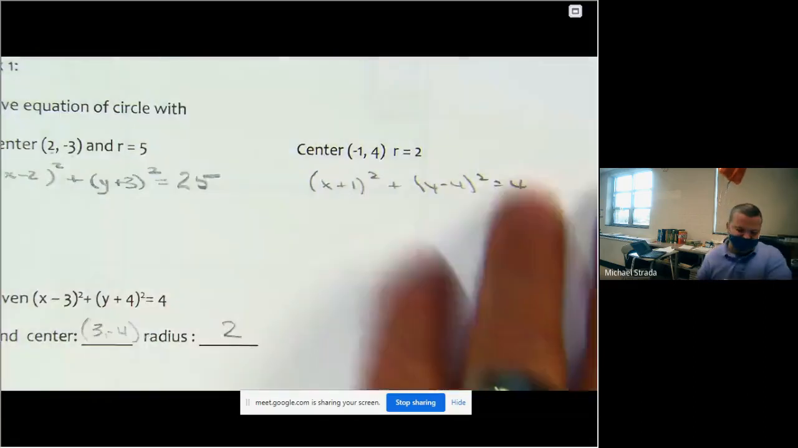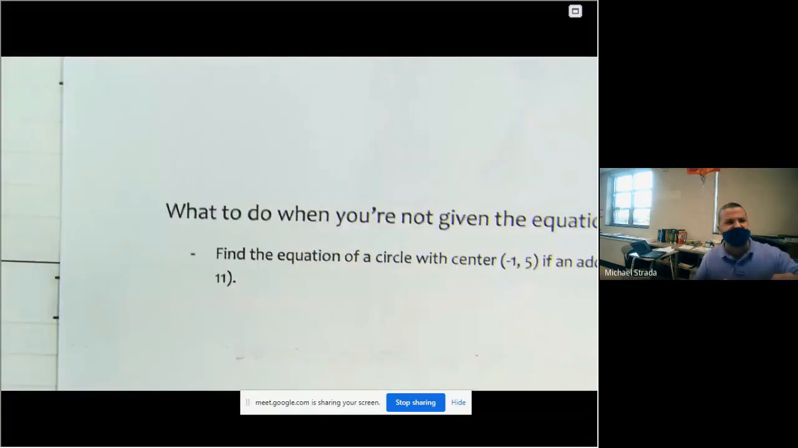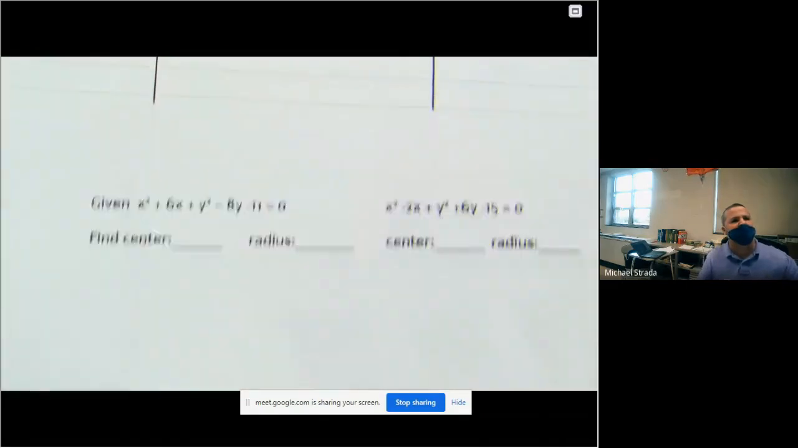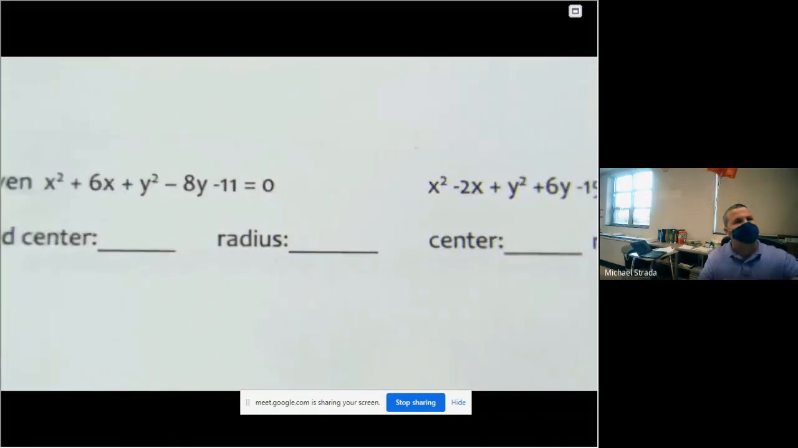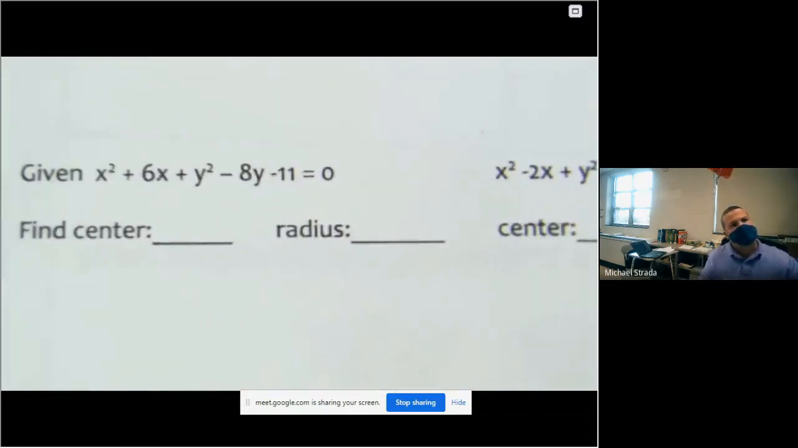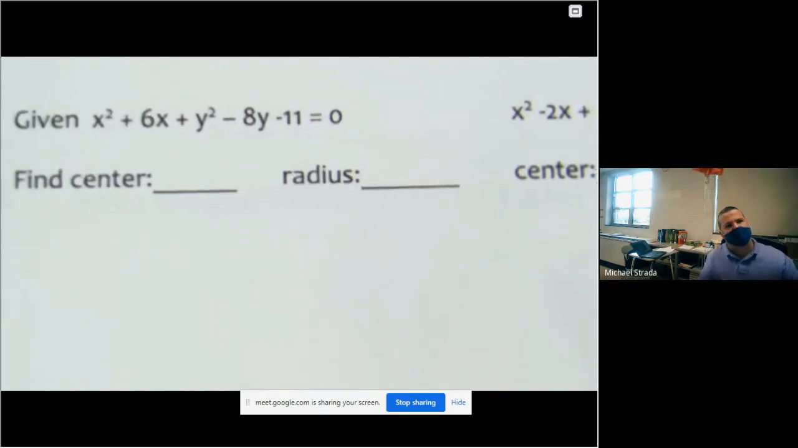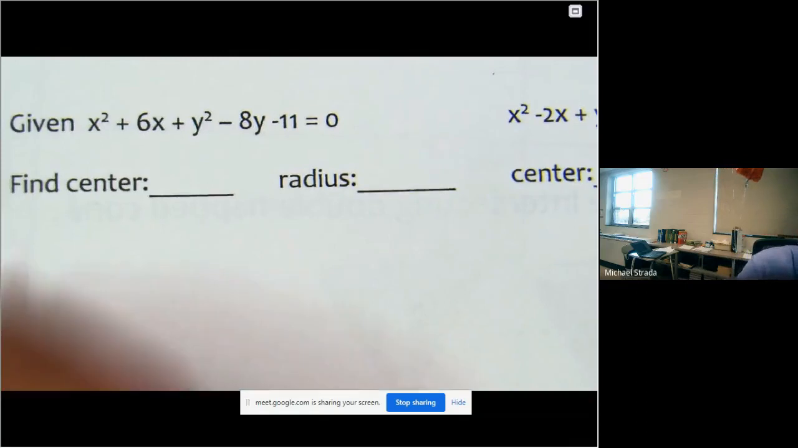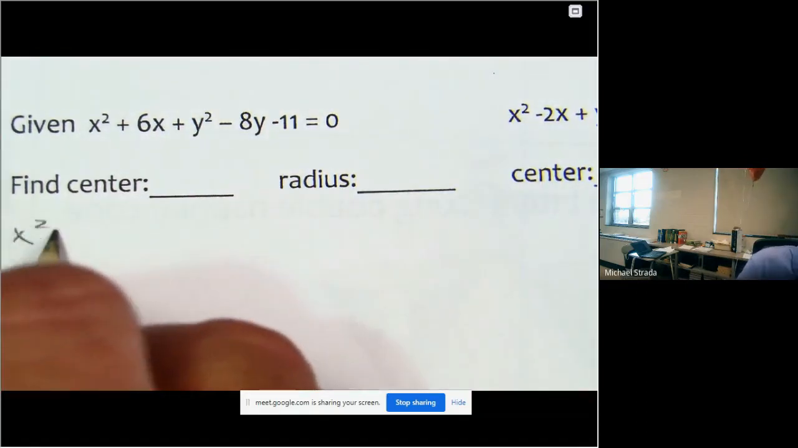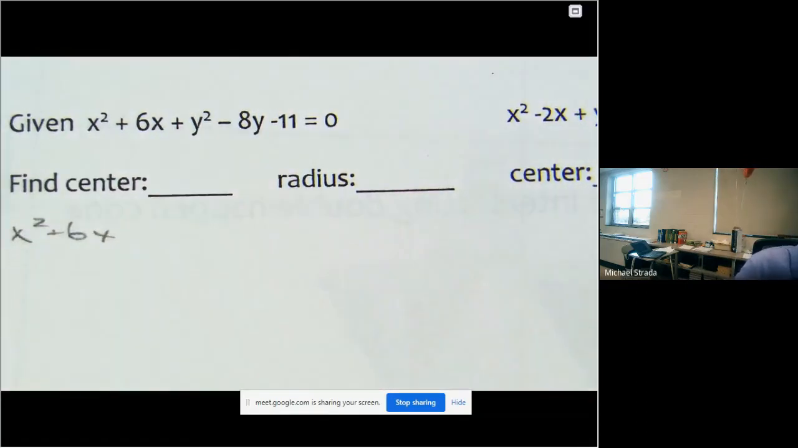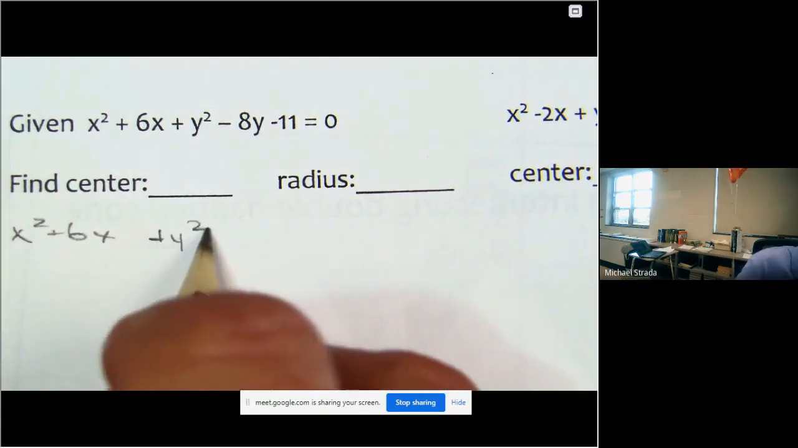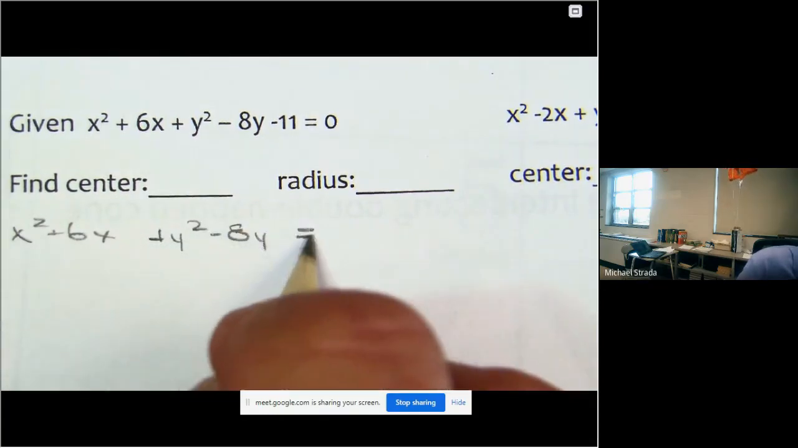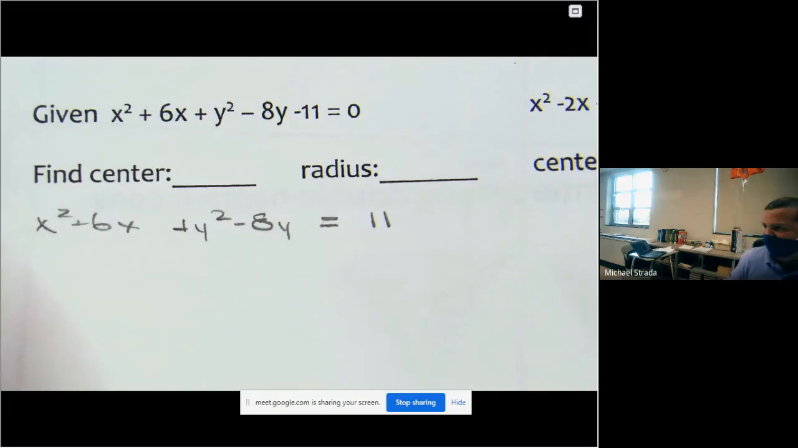Okay, on the back. What creates the challenge? Number 1, when it's not in standard form. x^2 + 6x + y^2 - 8y - 11 = 0. All right, this is the first thing we do. x^2 + 6x + y^2 - 8y = 11. Everybody okay with that? You get the constant on the other side.